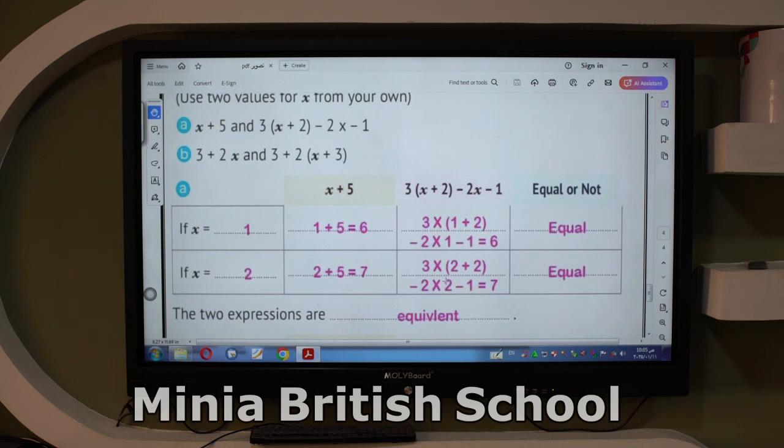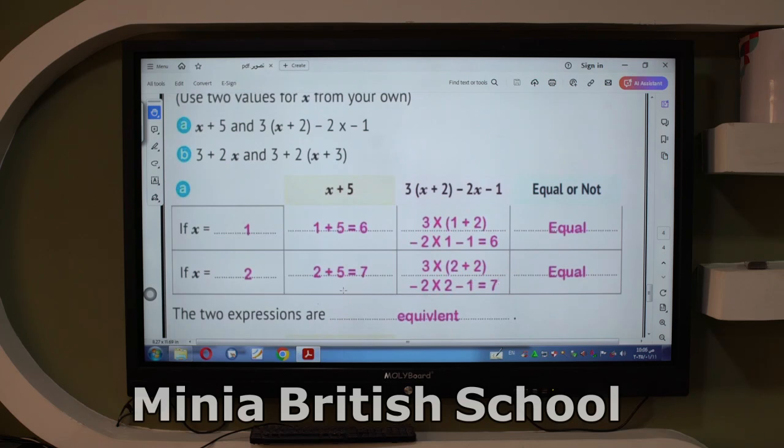3 open the bracket 2 plus 2 close the bracket, minus 2x. It means 2 times x. Super. Negative 2 times 2, minus 1. Answer the bracket first. 2 plus 2, 4. Then 3 times 4, 12. And here, 2 times 2, 4. 12 minus 4 equals 8. 8 minus 1 equals 7.